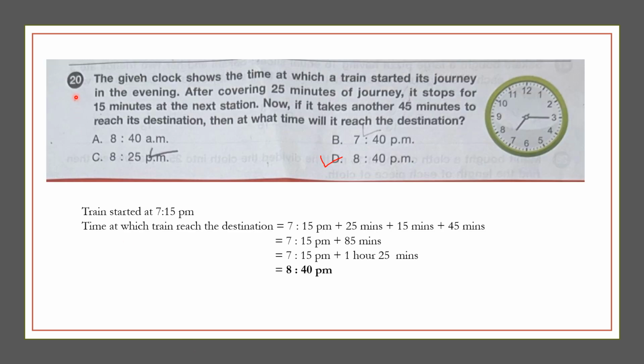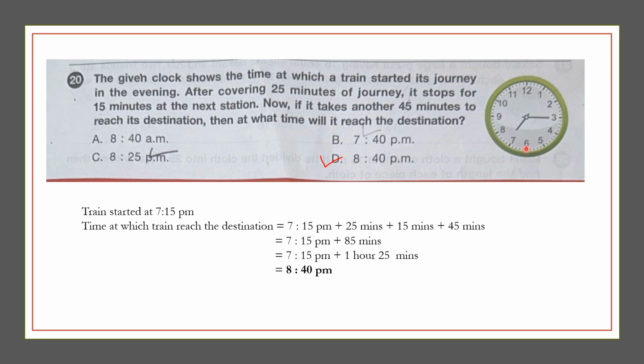Question number 20. The given clock shows the time at which a train started its journey in the evening. After covering 25 minutes of journey, it stopped for 15 minutes at the next station. Now it takes another 45 minutes to reach its destination. Then at what time will it reach the destination?